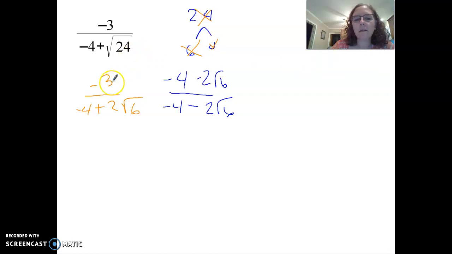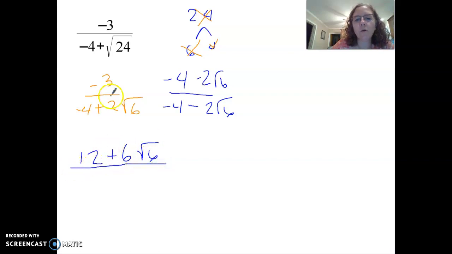Okay, so now let's distribute that -3 in the top. -3 times -4, positive 12. -3 times -2 square root of 6. Okay, so should we multiply the 3 by the 2, the 3 by the 6, or should we multiply both? Well, we should only multiply the 3 and the 2 because they're both on the outside. So I'm going to get positive 6. -3 times -2 is positive 6. Square root of 6 right there.